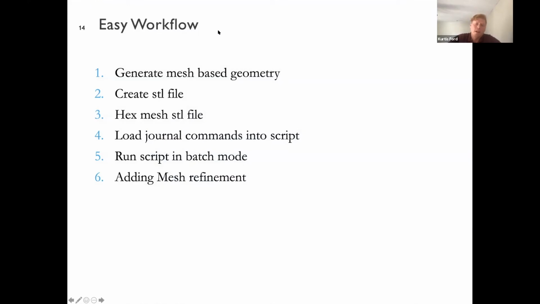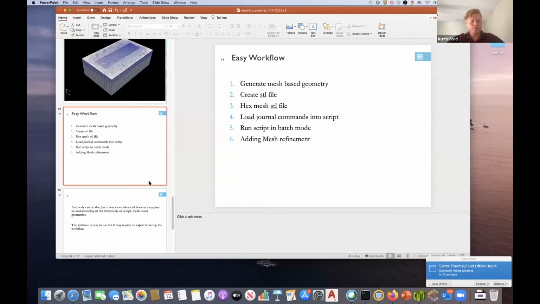So I'm going to go ahead and start my demo. And what you should expect to see is I'm going to generate a mesh-based geometry from those TET elements. I'm going to create an STL file. Then I'm going to mesh the STL file with hexes. And then I'll use those journal commands to make a script that can be fully automated inside of Cubit using Apreprocess. And then I'll run the script in batch mode. And then if we have time, I'll show you how to add that mesh refinement. So let's jump over to Cubit.